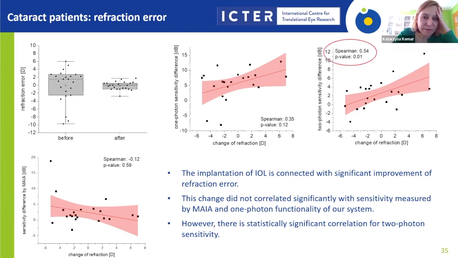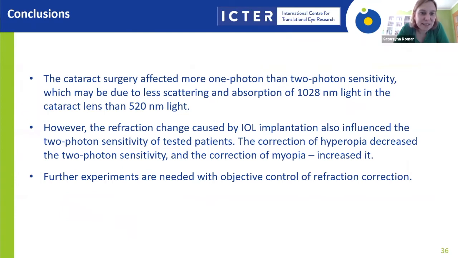also not correlated. However, for the two photon vision, we got significant correlation between this two photon sensitivity and change of refraction. It means that this change of refraction influenced our results significantly, and it was another factor than just removing the media, the scattering lenses, to take into account. So cataract surgery affected one photon more than two photon sensitivity, as we thought it should, because we think that near infrared light should be less scattered and less absorbed by this cataract lens than visible light.